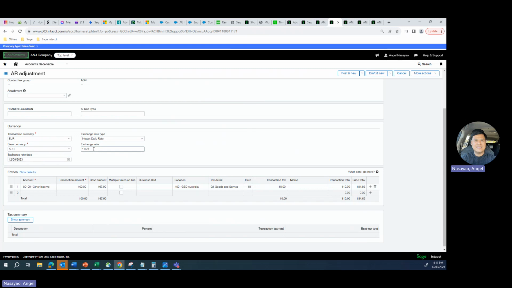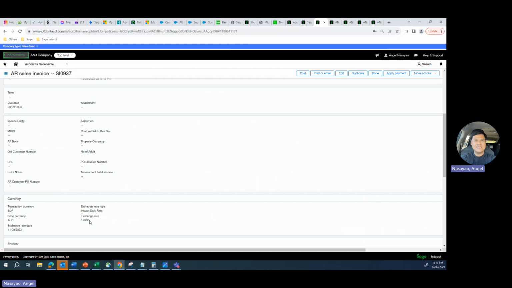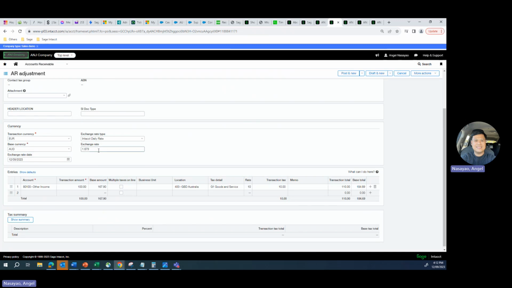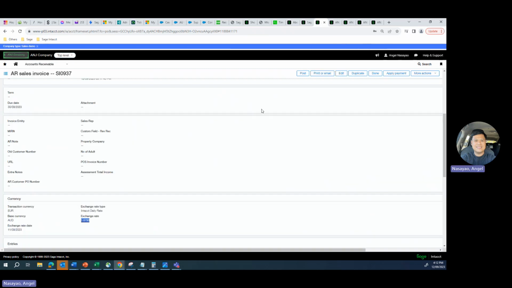But what we can do is override it to reflect the same exchange rate as their invoice. So you can just copy this one instead, 167. So they'll just be the same, right? Okay. Tax detail, I'll just disregard this one here. So no tax. Let's put no tax there. All right, so at least we'll be comparing apples to apples, right?